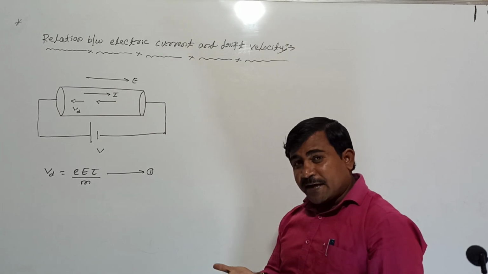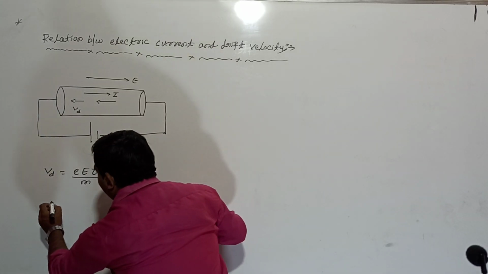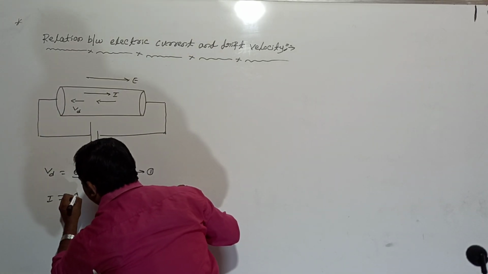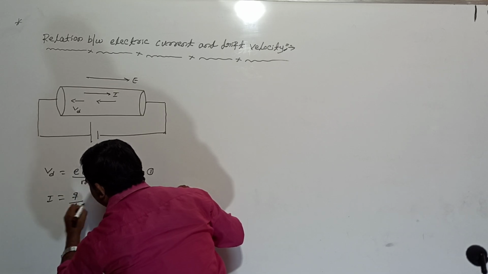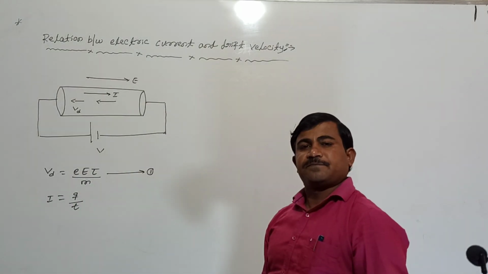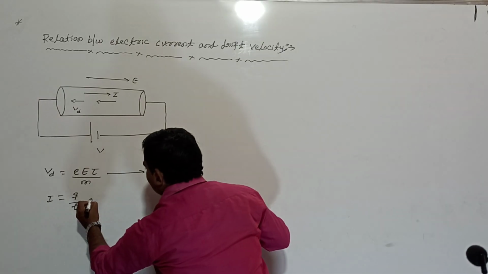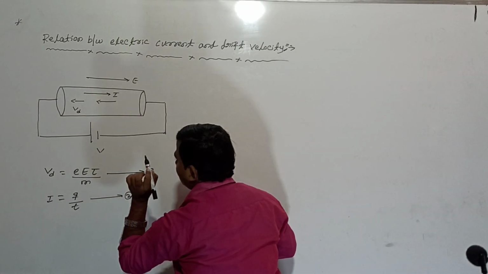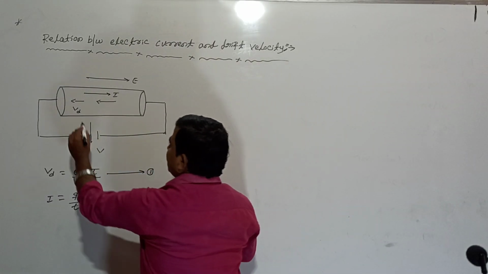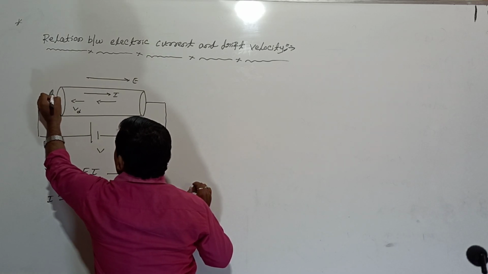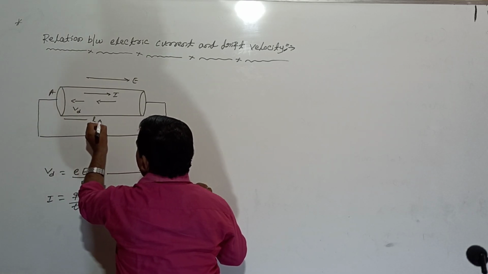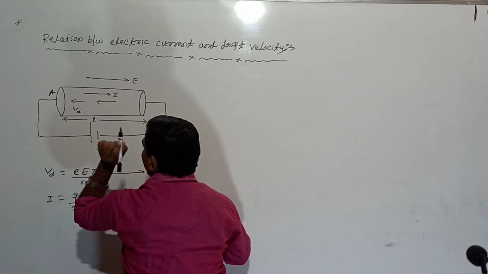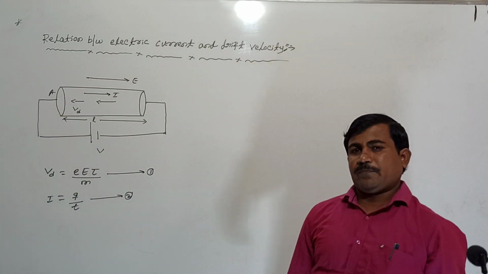But how to define electric current? Electric current is the rate of flow of charge. This we call equation number 2. Consider, students, that this conductor has area of cross section A and length l. It is the length of the conductor, and A represents the area of cross section.